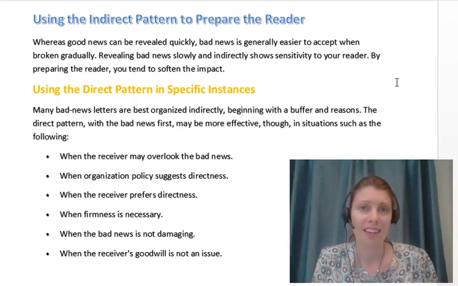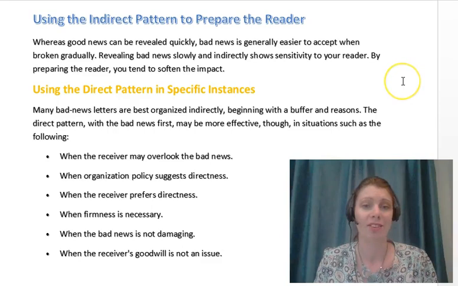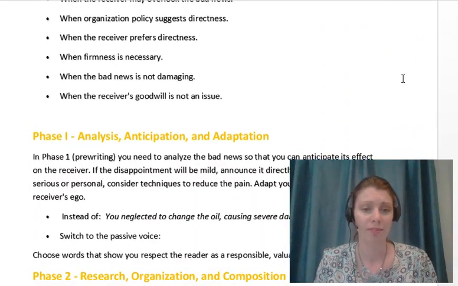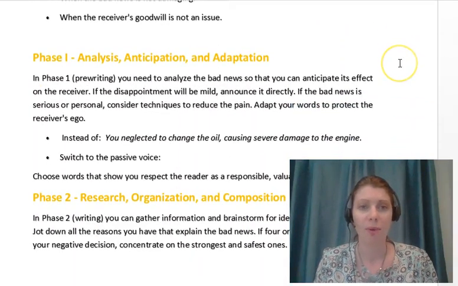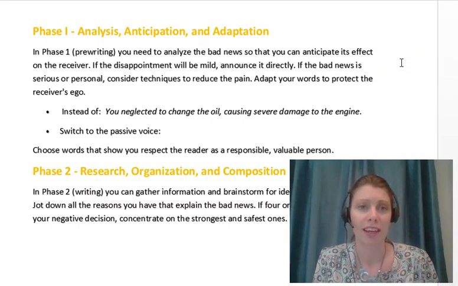Thinking through the entire writing process is especially important when you're writing bad news. Not only do you want the receiver to understand and accept your message, but you want to be careful that your words say only what you're intending to say. To help you achieve this, there are 3 phases that we're going to look at. Phase 1 is analysis, anticipation, and adaptation.